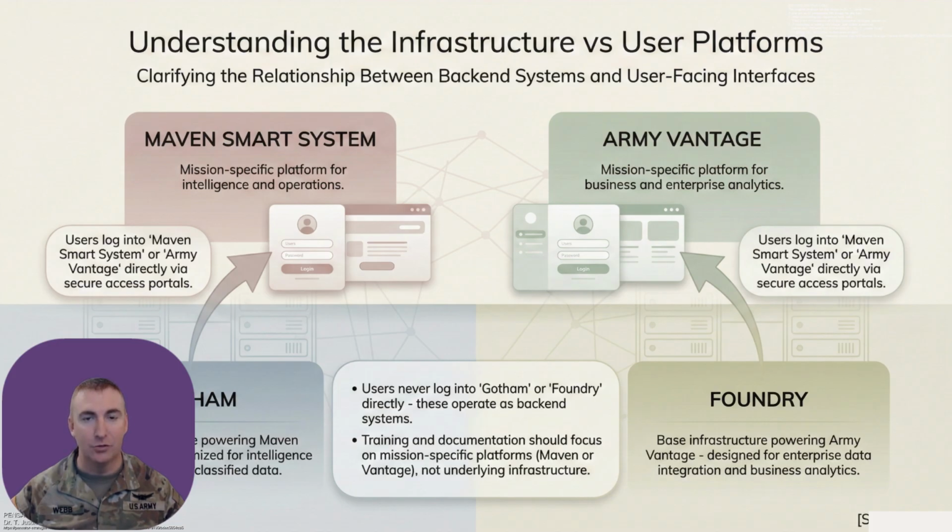Gotham, base infrastructure powering Maven Smart System. It's optimized for intelligence operations and classified data handling. Foundry, base infrastructure powering Army Vantage. It's designed for enterprise data integration and business analytics.